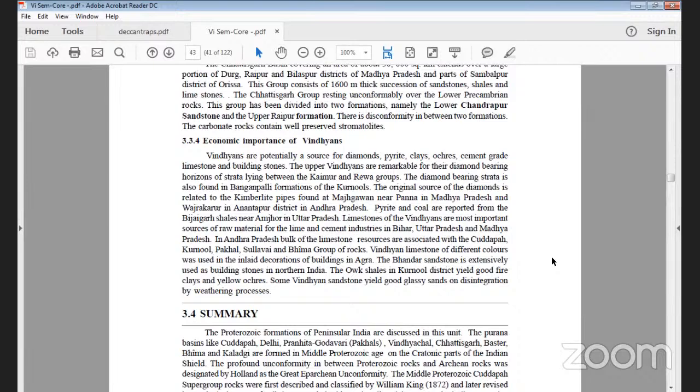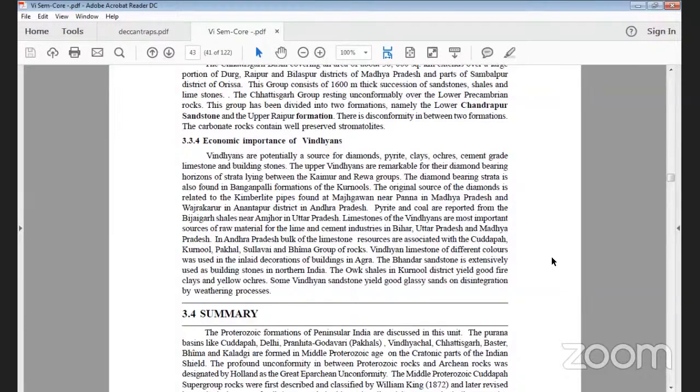Pyrite and coal are reported from the Vijaygarh shales near Amjhor in Uttar Pradesh. The Vindhyan limestones are the most important source of raw material for lime and cement industries in Bihar, Uttar Pradesh, and Madhya Pradesh. In Andhra Pradesh, the bulk of limestone resources are associated with the Kadapa, Kurnool, Bhima, and other groups of rock formations. The Vindhyan limestones, in different colors, were used in inlaid decorations of buildings in Agra.